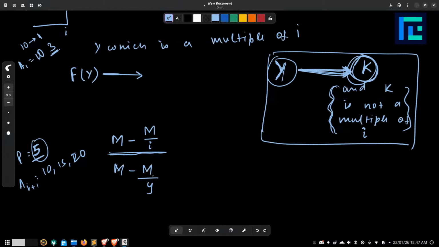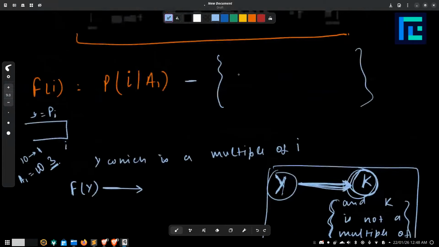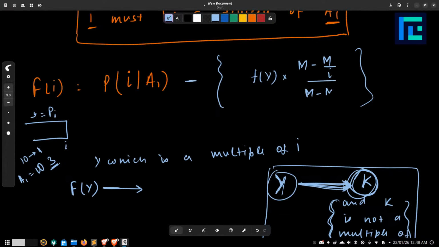The total number of cases is where we just remove the multiples of y, and the favorable cases are where we remove the multiples of i. So this number becomes f of y into (m minus m by i) upon (m minus m by y). And we need to sum this for y equal to a multiple of i, because from every multiple of i, we need to calculate the probability that we go to some number which is not a multiple of i.